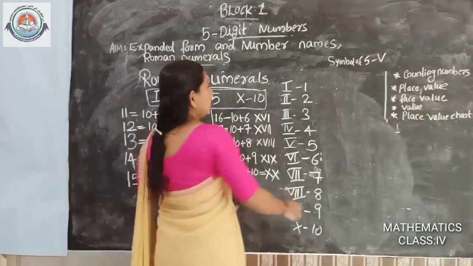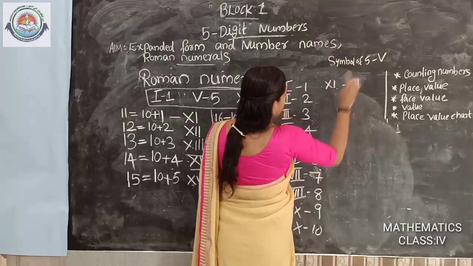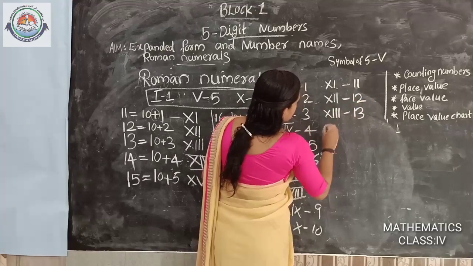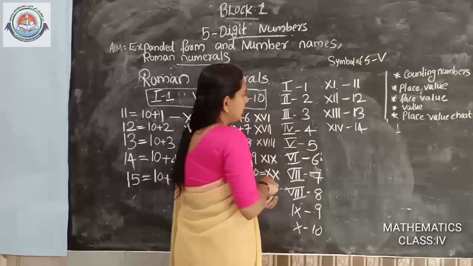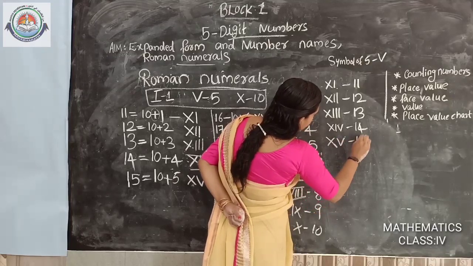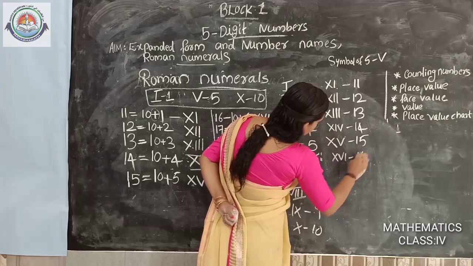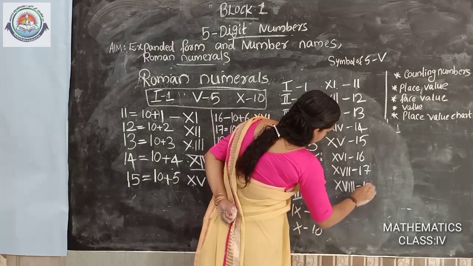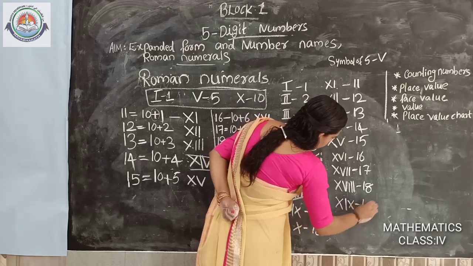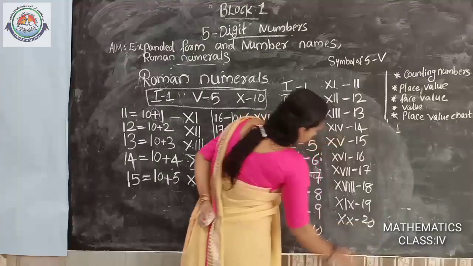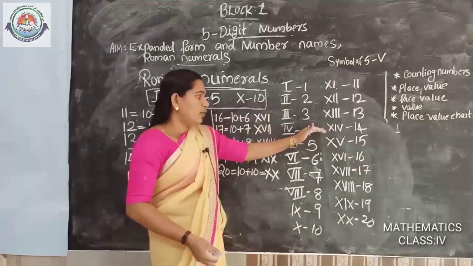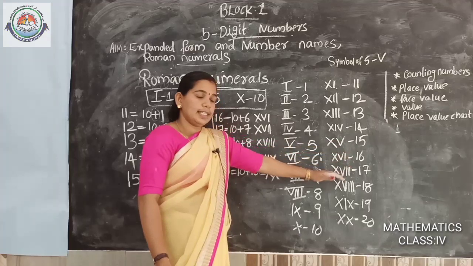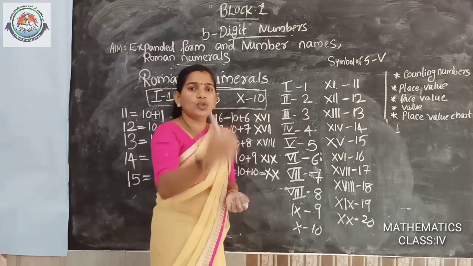Okay, next. Symbol of 11, symbol of 12, symbol of 13, symbol of 14, symbol of 15, symbol of 16, symbol of 17, symbol of 18, and symbol of 19, symbol of 20. 1, 2, 3, 4, 5, 6, 7, 8, 9, 10, 11, 12, 13, 14, 15, 16, 17, 18, 19, 20. Then we'll check how to write 21.